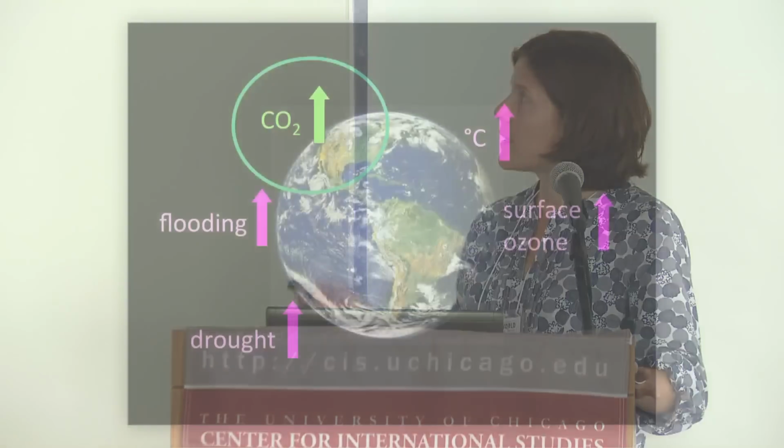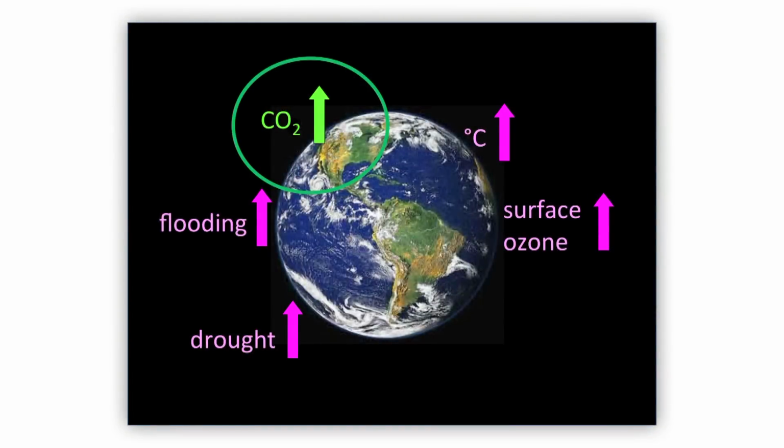So that's the second question, and that's how will climate change affect crop production? And so climate change has many aspects to it. As I mentioned before, some of the ones that directly impact plant performance are the rise in CO2, the rise in temperature, the rise in atmospheric pollutants like ozone, and also water availability has a direct effect on plant performance.